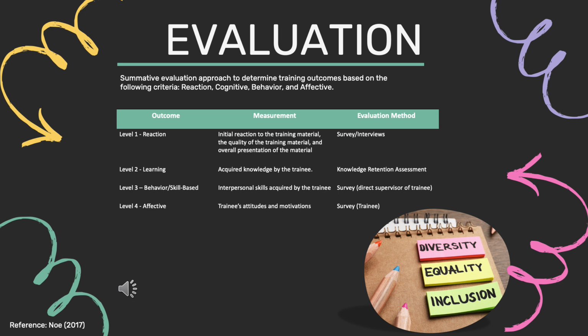Level 3, which is behavior or skill-based, that could be assessed through a survey to their direct supervisor, as they are the ones they come in contact with the most, and they can observe and be a better source for their changed behavior from the training up until the time of evaluation. Level 4, and this will be more towards the training itself, to see a self-assessment of whether they feel their own attitudes have changed since the training to the time of further evaluation. And levels 3 and 4 are more of a long-term plan to ensure the quality of the training.